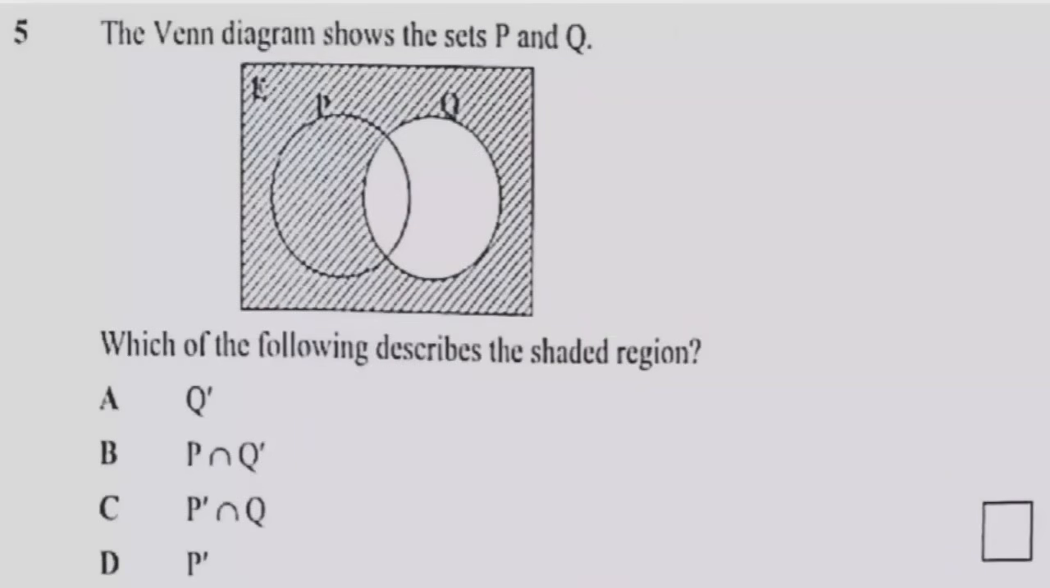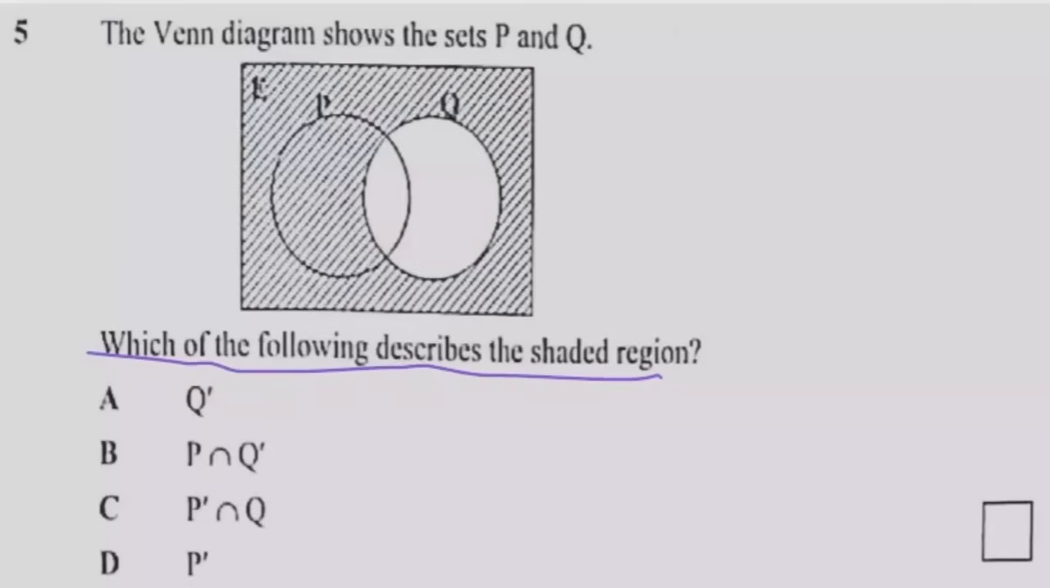We come to question 5, which is the Venn diagram below shows the sets P and Q. We can take time and study the Venn diagram. Once we have studied it, we can go to the actual question, which is down here, which is saying, which of the following describes the shaded region?